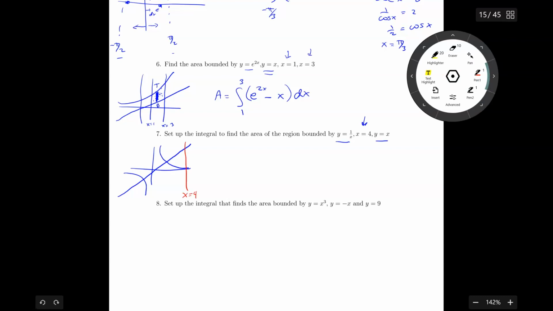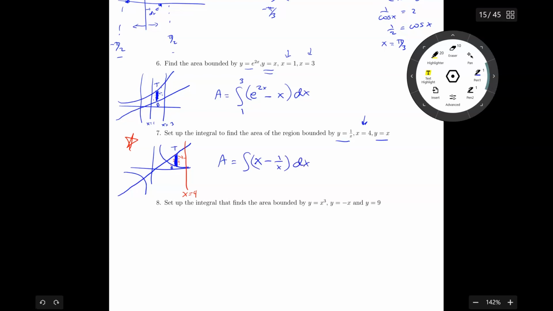Okay, so I need to find the area that is bounded. I'm going to put a big star here. Be careful to look for the area that's bounded by this, this, and this. I see this is the area bounded. The x or y axis is not involved. We need to make sure we're thinking about that. So the rectangle is here, from top of the rectangle to bottom of the rectangle. My area will be the top function, which is x, subtract the bottom function, which is 1 over x. The thickness of the rectangle is dx.